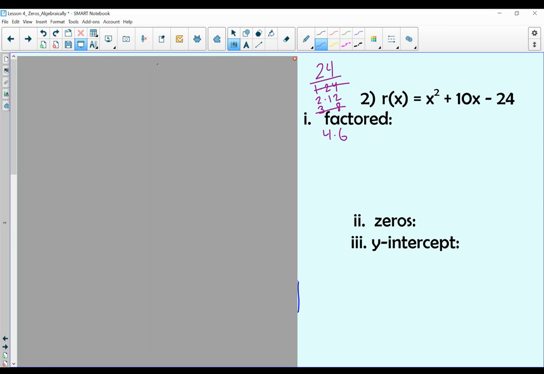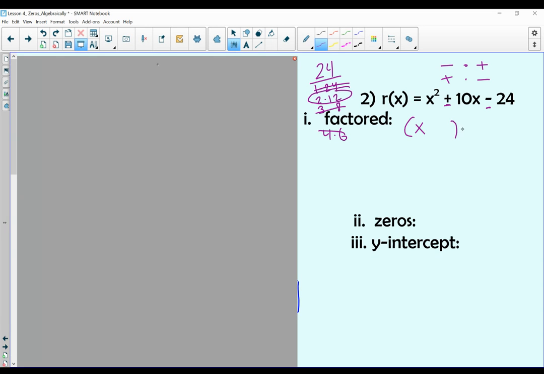But you have to be careful which one you choose because this is a positive 10 and this is a negative 24. And that tells me, this negative 24 tells me I either have to have a negative times a positive or a positive times a negative. I cannot have the signs match. So that eliminates 4 and 6 as an option because they would have to be a positive 4 and a positive 6. So I'm going to be using 2 and 12 here.